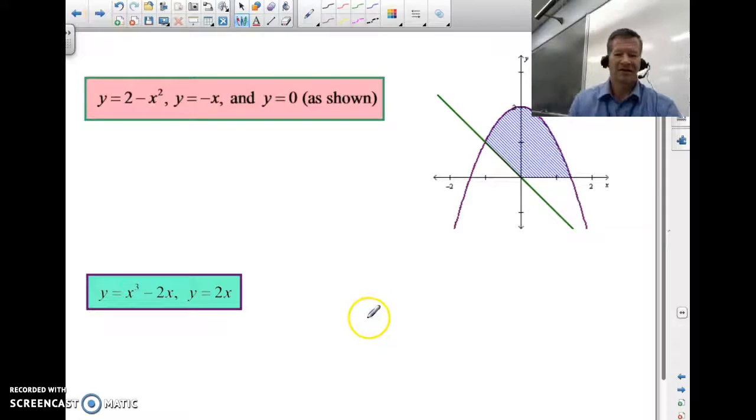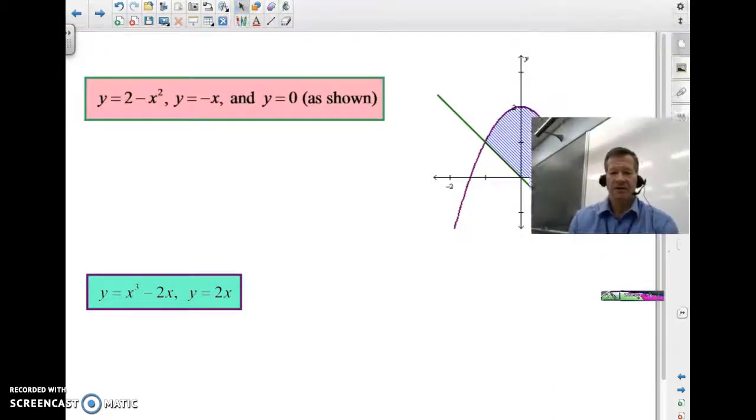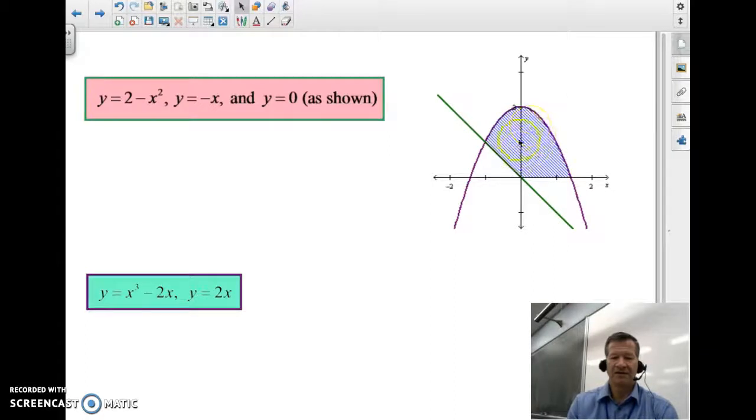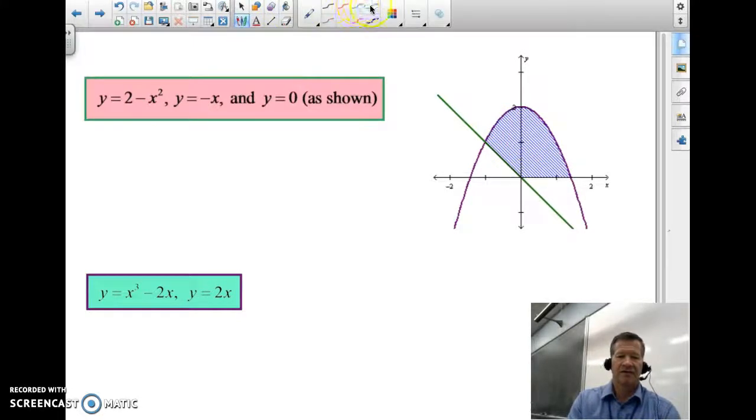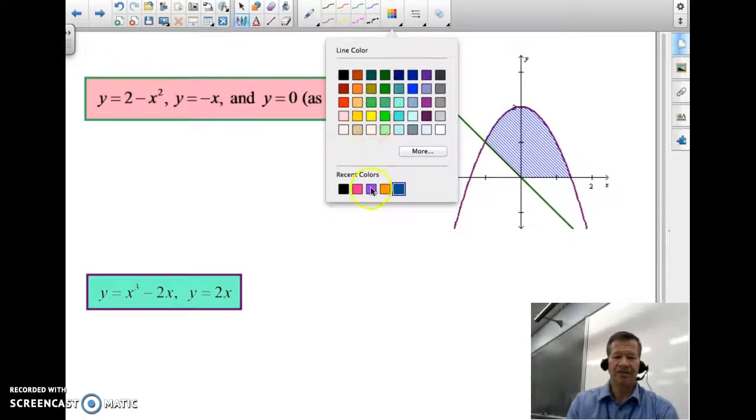And let's see, did I have another one I wanted to do here? Here would be a good one. Let's take a look at this top example here. So I want to find, again, the area of this region. Now, this time, you'll notice that something weird happens. The integral kind of gets split up here.